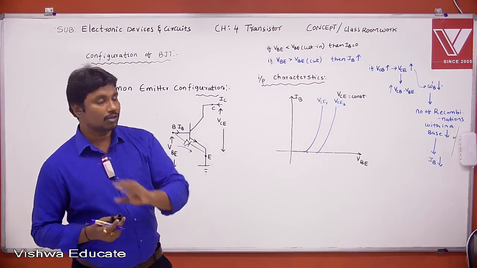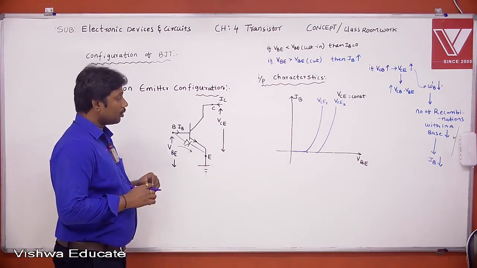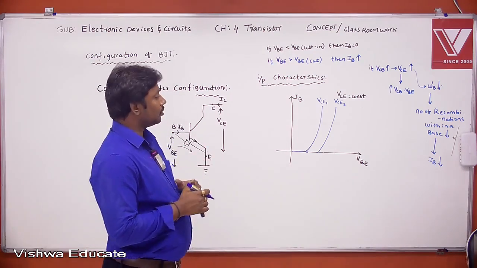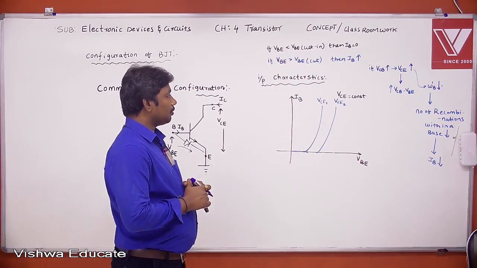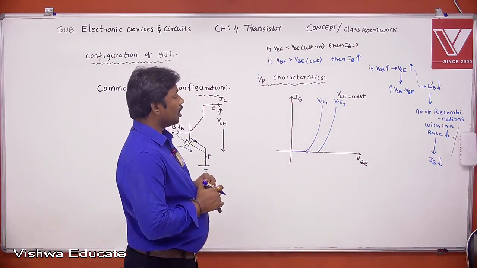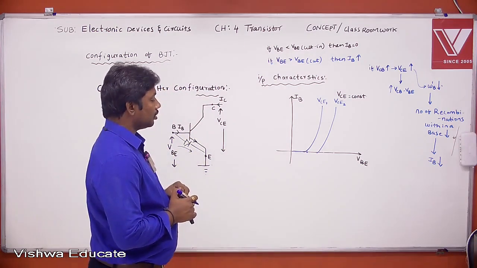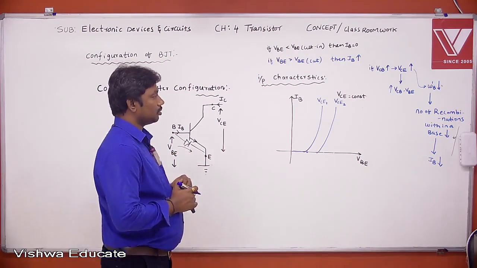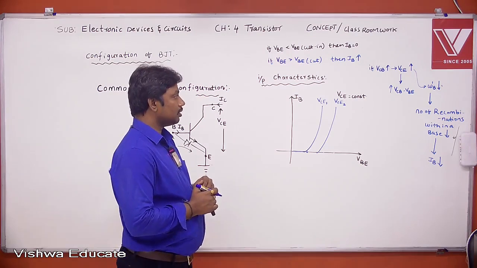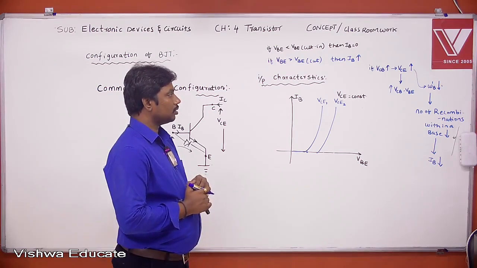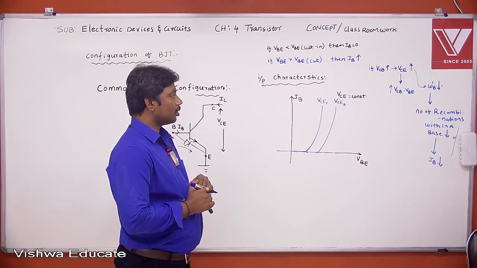Yeah, write in the notes. It is a plot of IB versus VB by keeping VC constant.